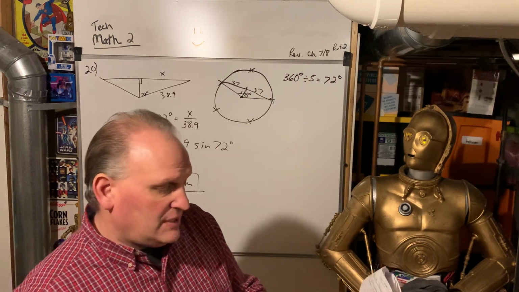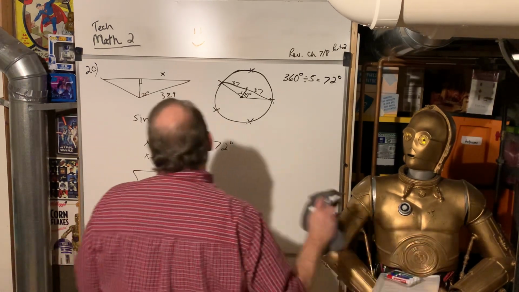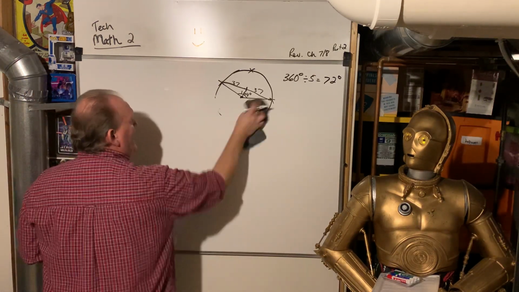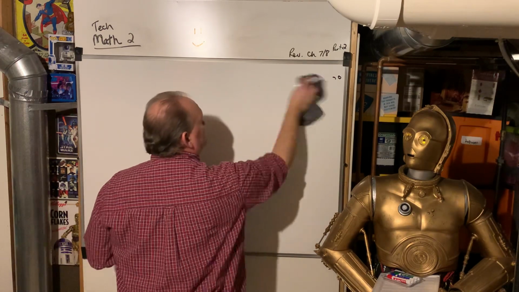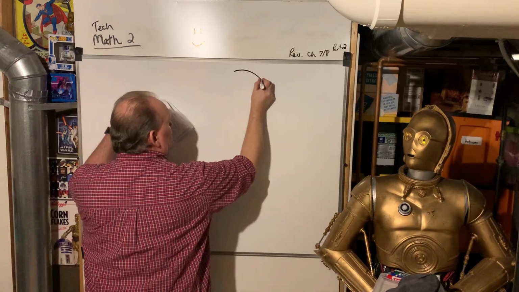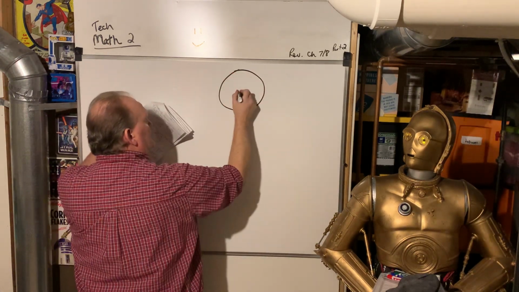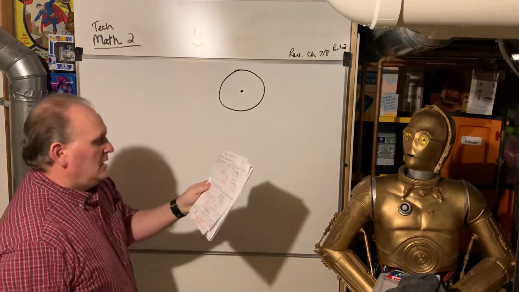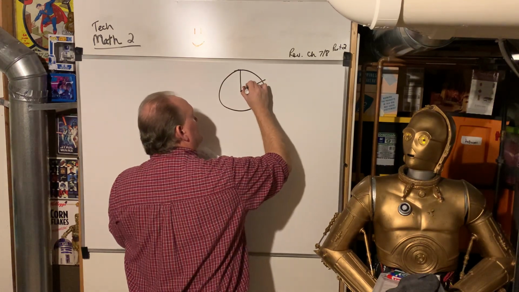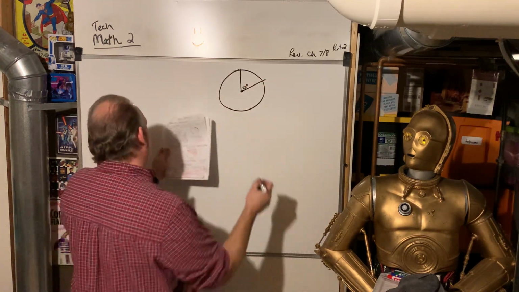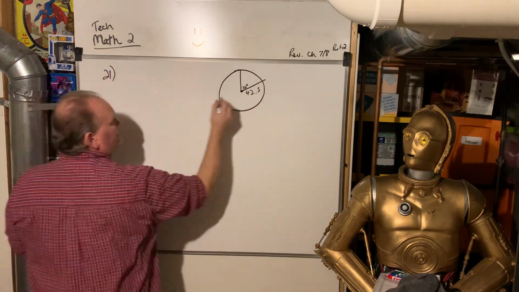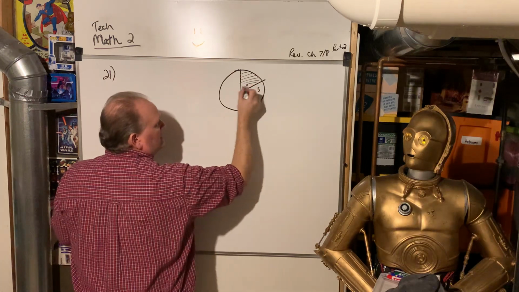All right, 21, circle with radius 42.5, find the area of the sector whose central angle is 72 degrees. So just the same picture I had here. Area of a sector is that piece of the circle, like a piece of pizza. So you could say you're consuming a sector of the entire pie. All right, so 72 degrees, and they told us the radius is 42.5. This is number 21. And they want the area of the sector, so they want this area.